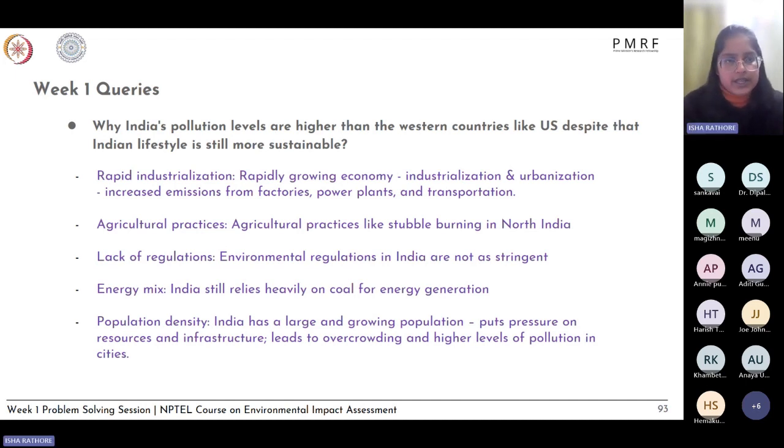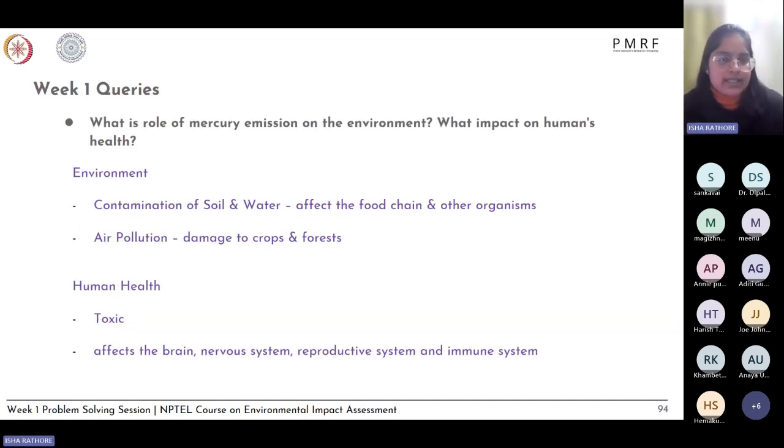Okay, moving on to the next question. What is the role of mercury emissions on the environment and what impact on human health is observed? In the environment, mercury emissions can lead to contamination of soil and water, which affects the food chain and the other organisms associated in the food cycle. Then it also leads to air pollution, which causes damage to crops and forests. In human health, it is toxic. Mercury is toxic to humans and it affects the brain, nervous system, reproductive system, and immune system if it's taken in larger quantities.